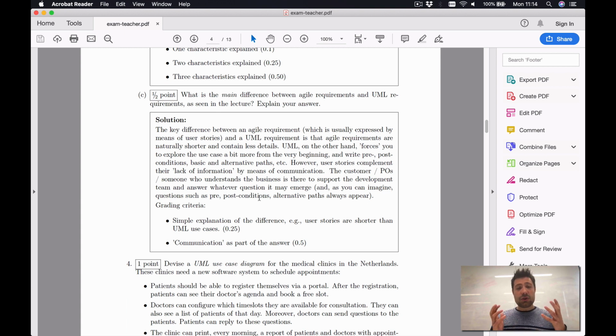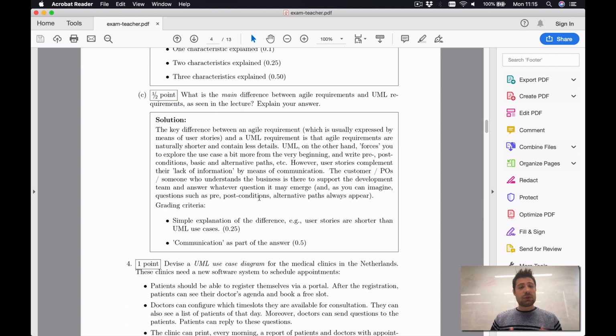I don't even think this is correct because UML documents are not really fixed or not adaptable, so to say. There's adaptation in UML as well. It depends on how you do your process, right? A requirement needs to evolve. We discussed this in the requirements engineering lecture.